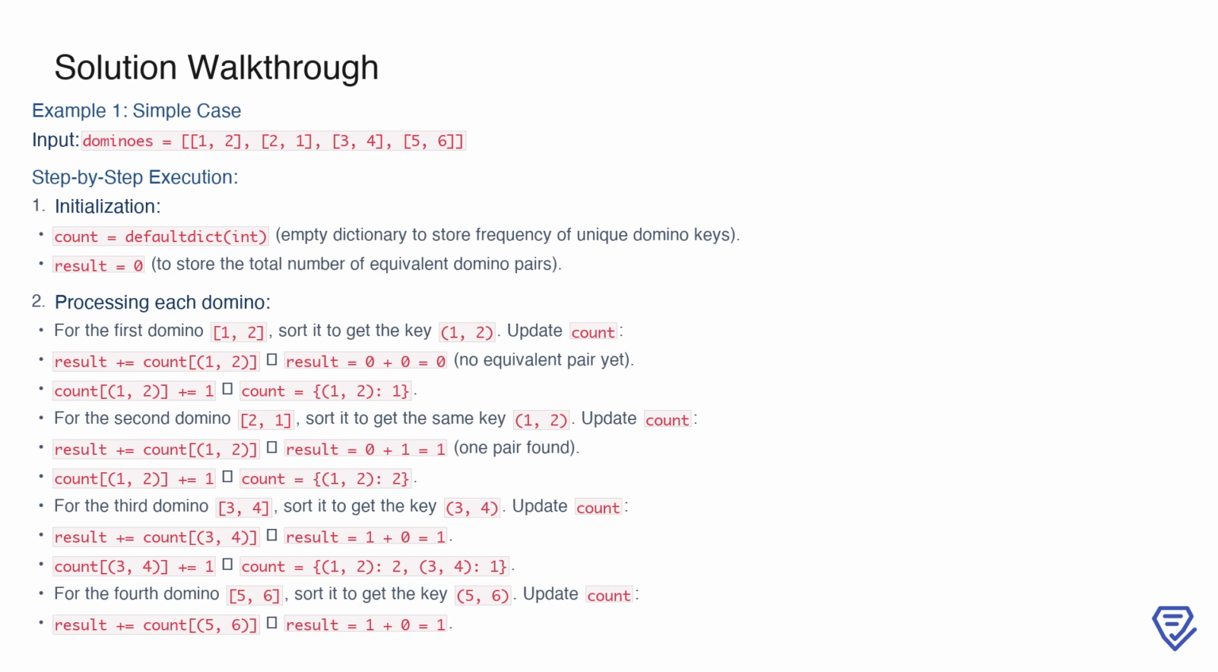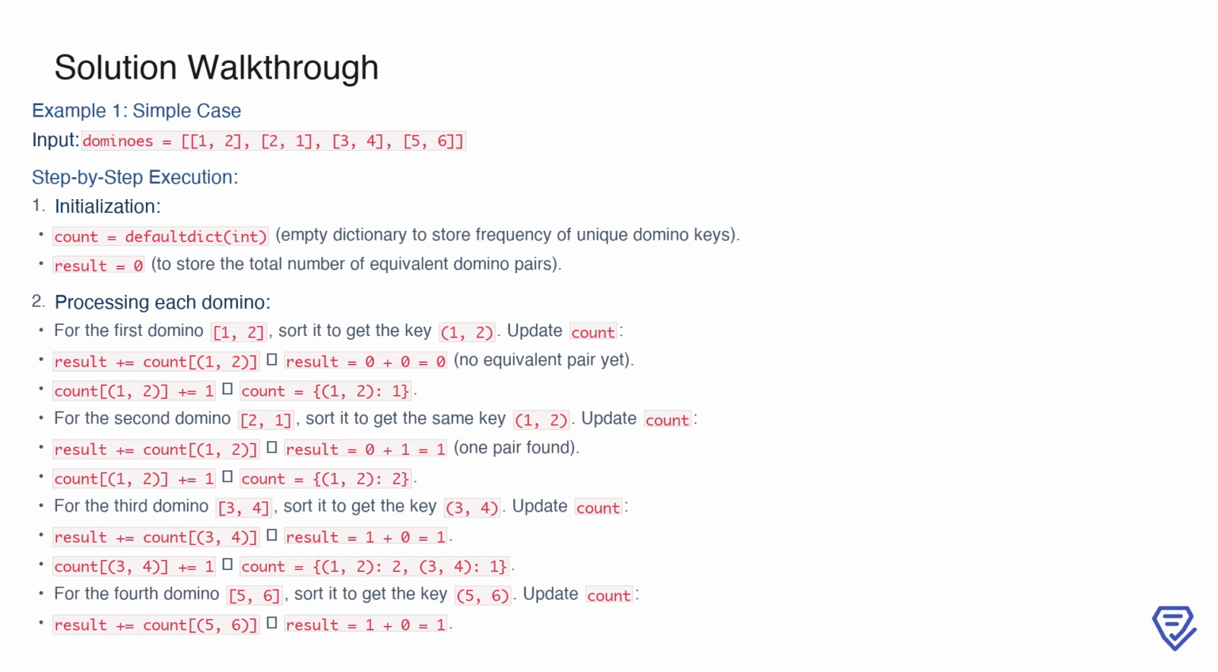For the first domino, 1,2, we sort it to get the key 1,2. Since there are no existing keys in count, the result stays 0. We then update count to reflect that we've seen 1,2 once. For the second domino, 2,1, sorting it again gives the key 1,2. This time, since the key already exists in count, we increment result by the current count of 1,2, which is 1, bringing result to 1. We then update count to show that 1,2 now has a frequency of 2.